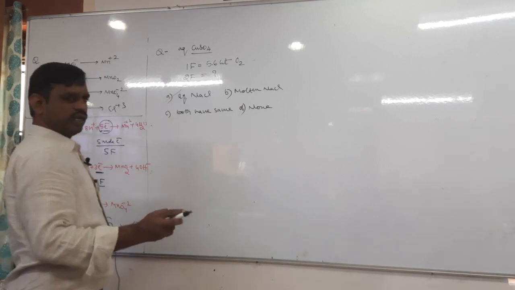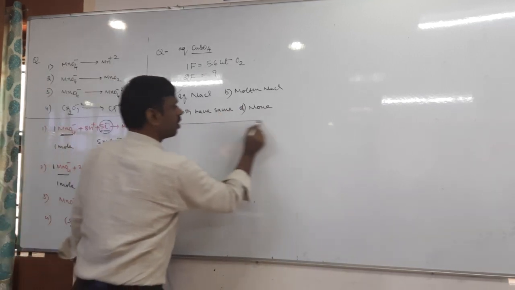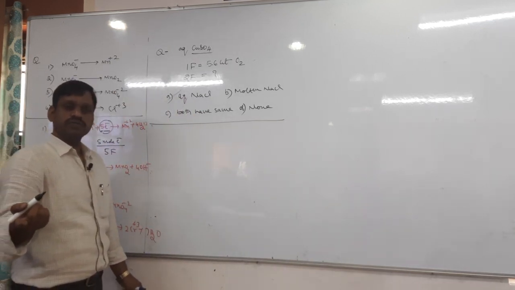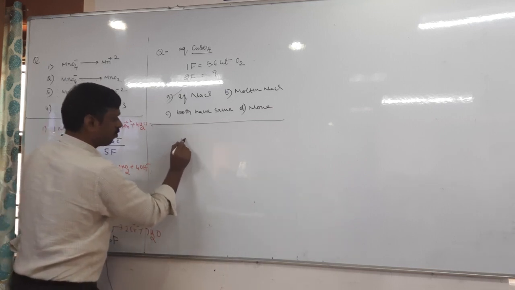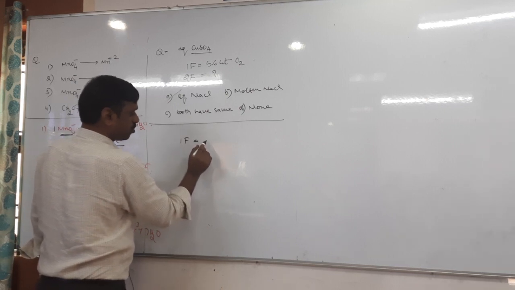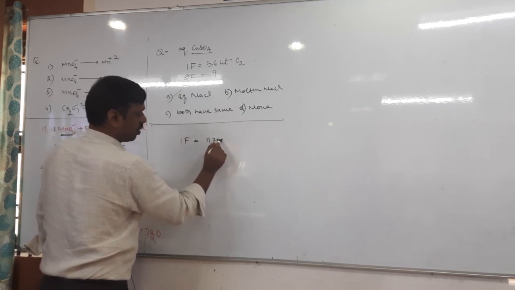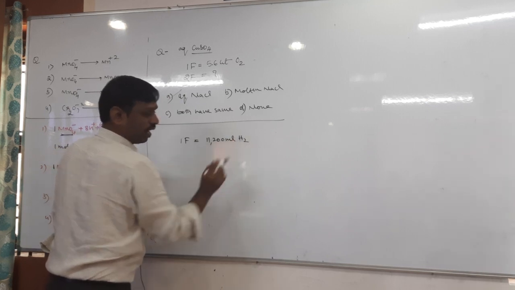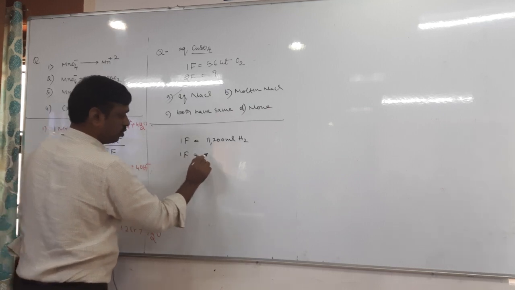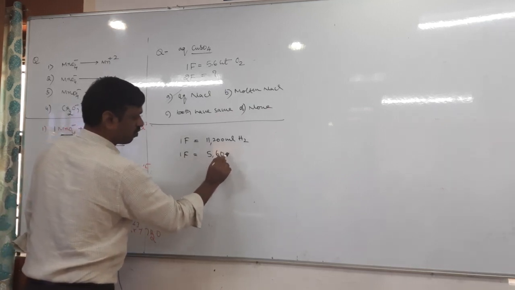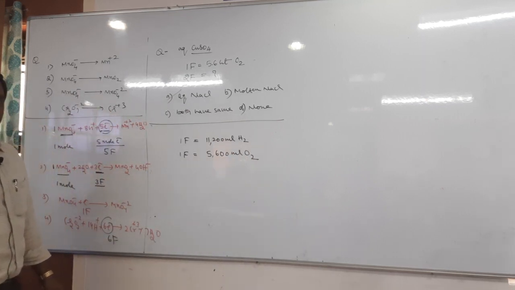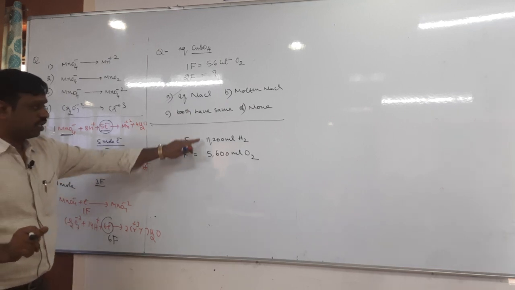Okay, see, listen, this is interesting and important. It's equivalent volume. So 1 Faraday of electric current is equal to how much volume of hydrogen? 11,200 ml of hydrogen. Next, 1 Faraday of electric current is also equal to 5,600 ml of oxygen. Now this is all right, but now I want the relation between hydrogen and oxygen.